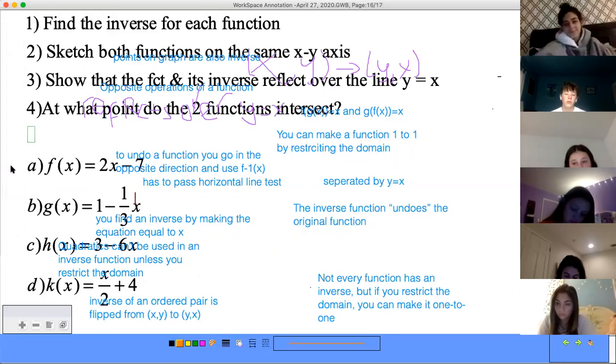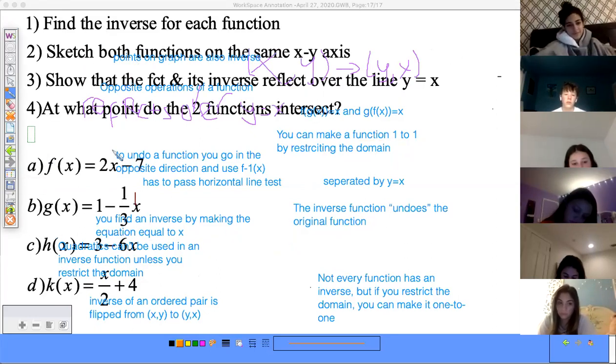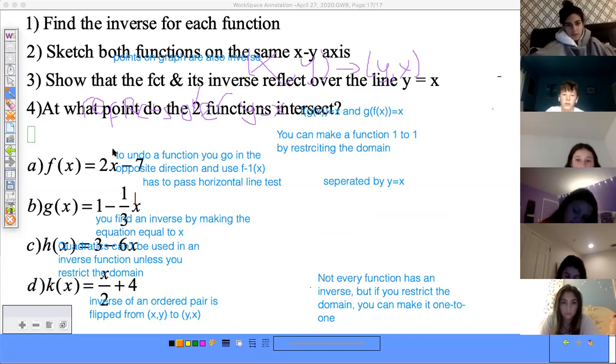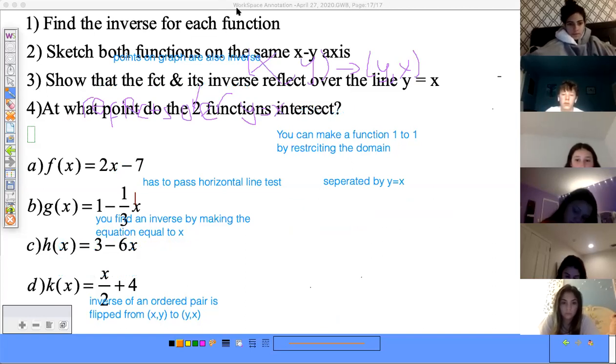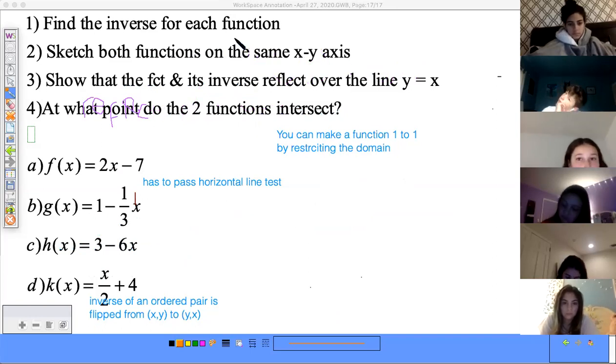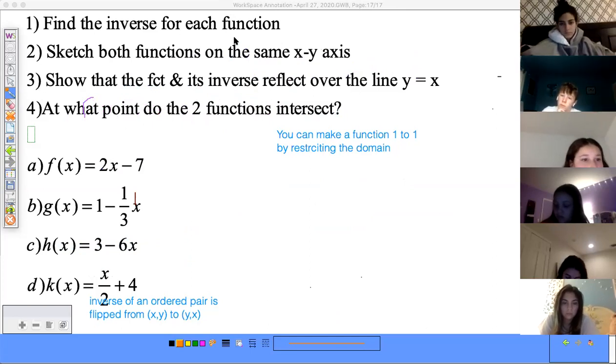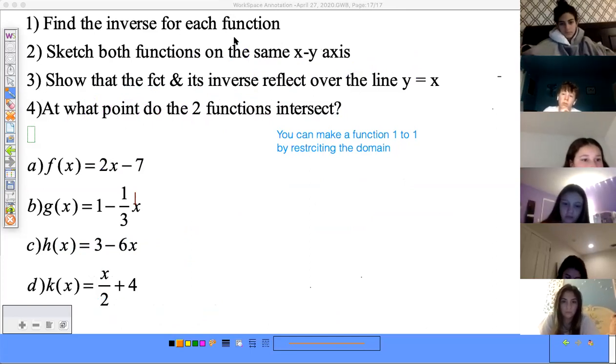So here's what I want you to do. Can you all erase everything that you have on the screen? And then we can take it from there. Whoever said it, you can make a function one-to-one by restricting the domain. Please get that out of there.